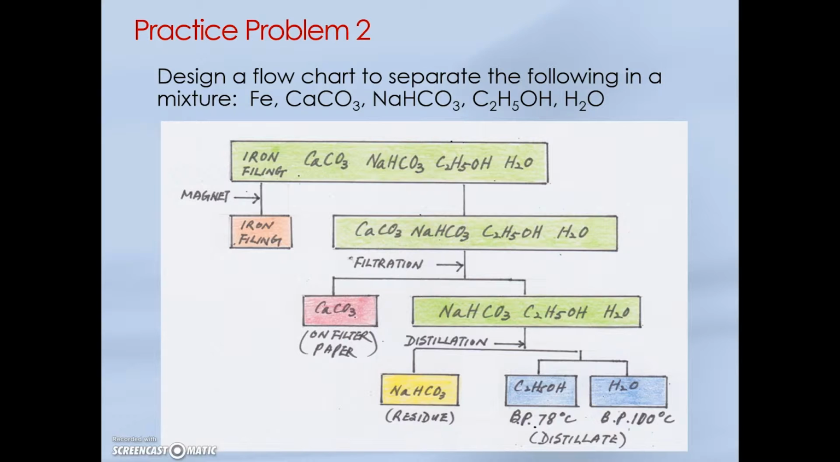The other components, sodium hydrogen carbonate, ethanol, and water, will be dissolved in the mixture, and then we can perform distillation and collect the alcohol at a lower boiling point of 78 degrees C, and then water at 100 degrees C, and then we have the residue of the baking soda, NaHCO3, left behind in the flask.